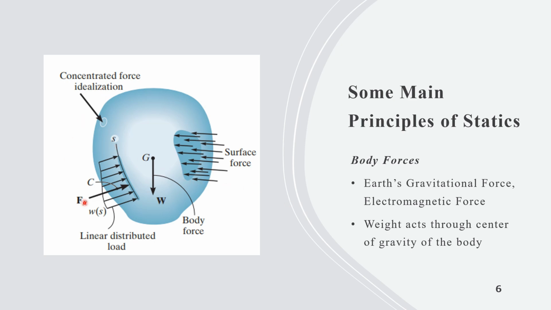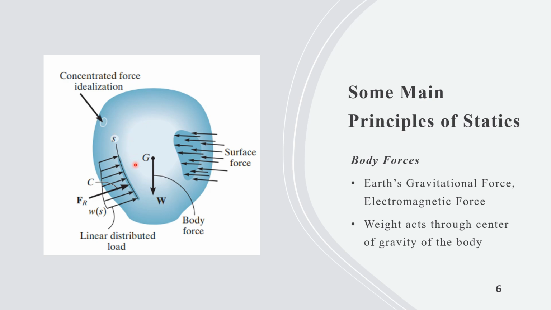In this example, we can see that this is the concentrated force. If the area of contact between the two surfaces is very small as compared to the applied force, then we call this a concentrated force. One such example is the force exerted by the ground on the wheel. That is a concentrated force.